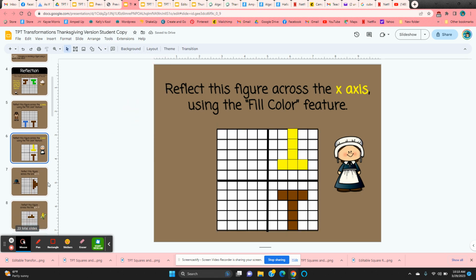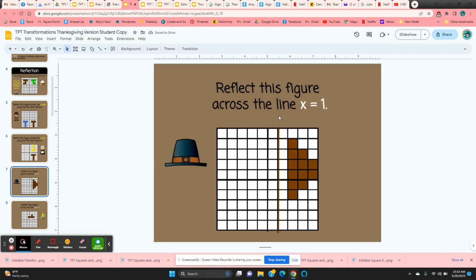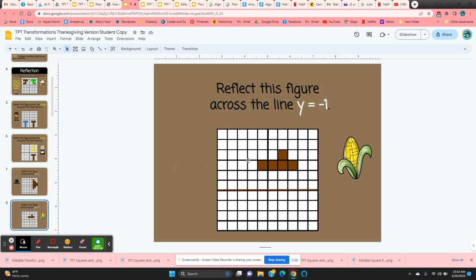So those reflections. Now the next slide, they're going to reflect over a line. So they're going to reflect over this line, x equals 1. So it has to be equal distance from the line and a mirror image. And then they're going to reflect over the line y equals -1.